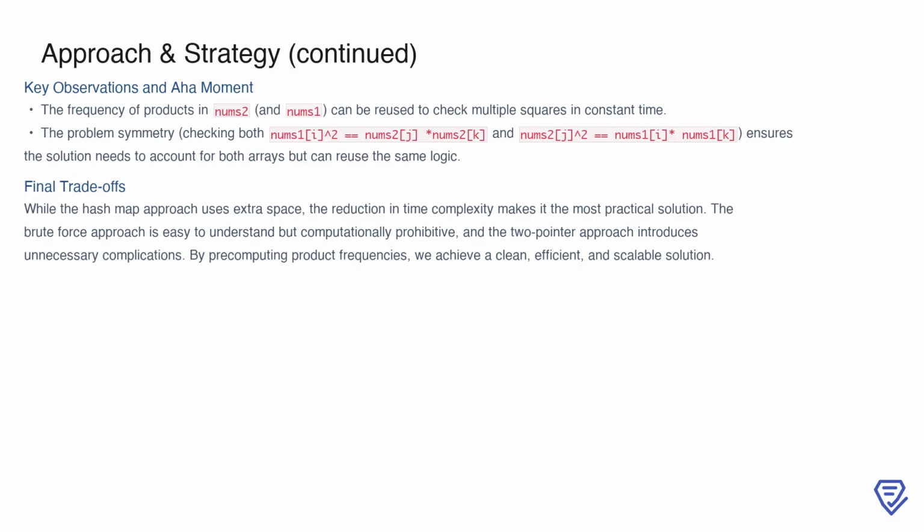While it requires extra memory for the frequency map, the dramatic reduction in time complexity makes it the most practical choice. The brute force approach, while simple to understand, is computationally infeasible, and the two-pointer method introduces unnecessary complexity. By pre-computing product frequencies, we achieve a solution that is clean, efficient, and scalable, making it well-suited for competitive programming scenarios.